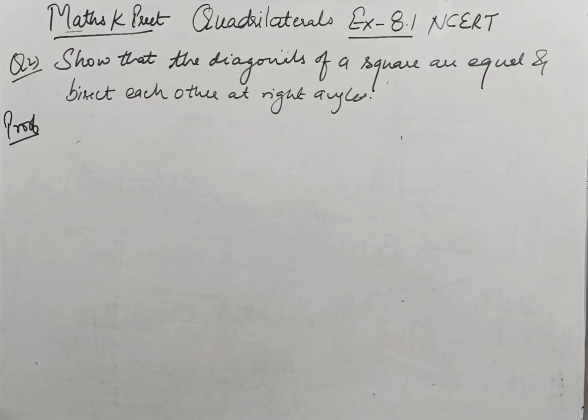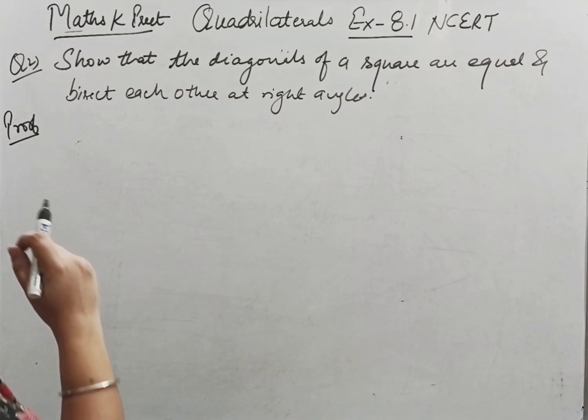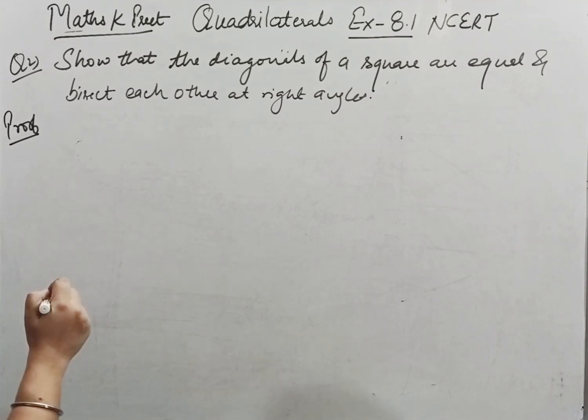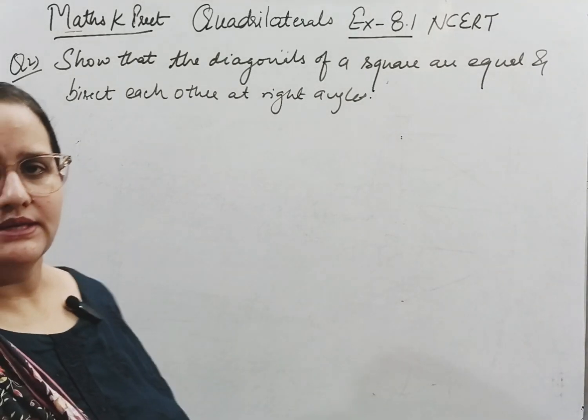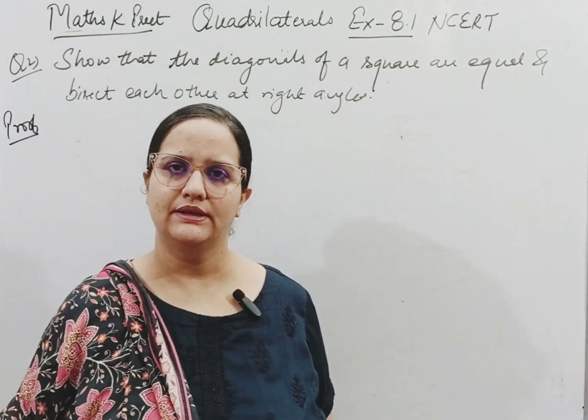This is question number 2. It says, show that the diagonals of a square are equal and bisect each other at right angles. First we need to understand what the question is asking us to perform. It's asking for 3 things. What is given to us is that we have a square, and we have to show that its diagonals are equal, first thing. Second, we have to show that they are bisecting each other, and third, we have to show that they are bisecting at 90 degrees.